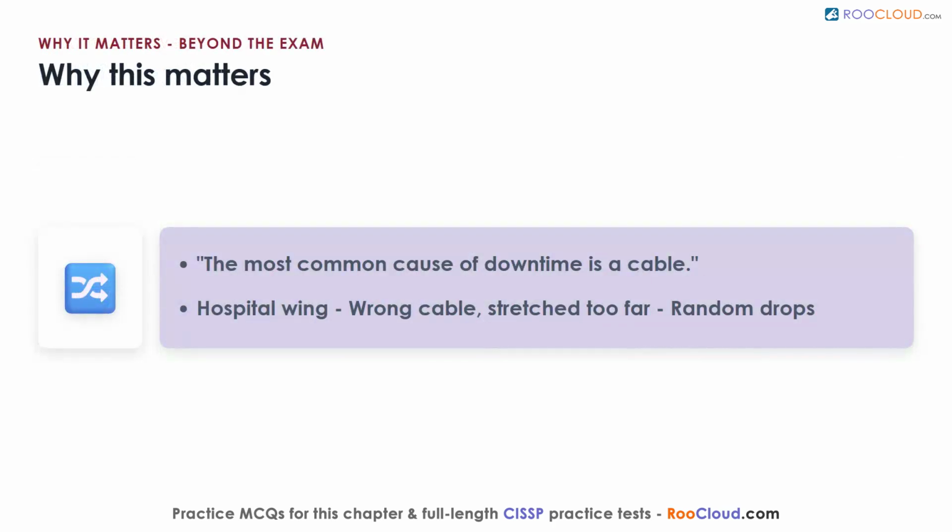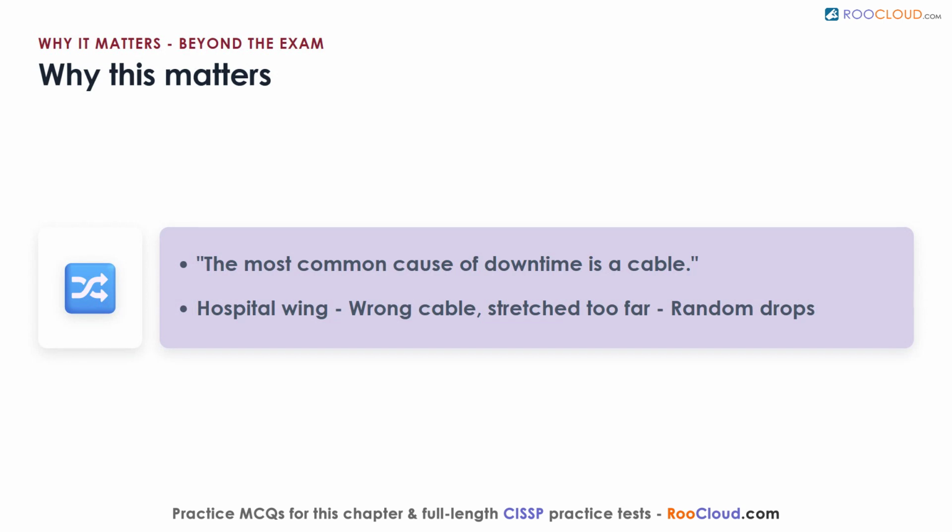Why does this matter beyond the exam? Because the most common cause of a network going down is not a clever attack, it is a cable. Picture a hospital wing where a run of the wrong cable, stretched too far past its limit, drops connections at random during patient care.